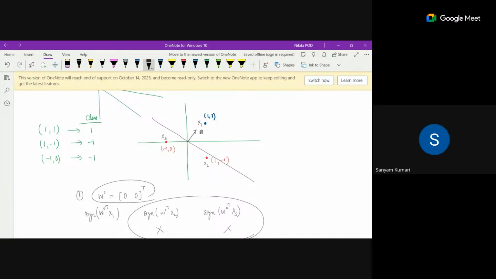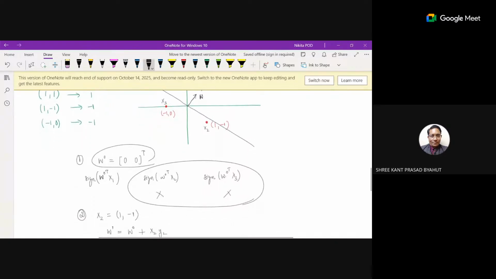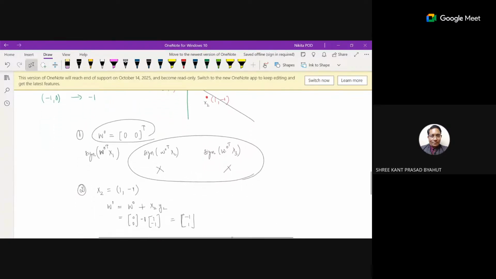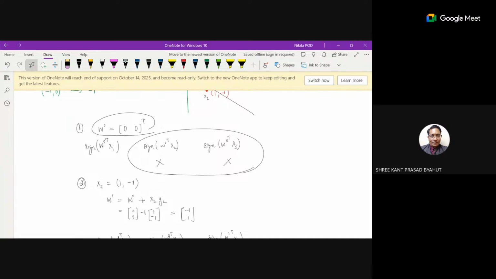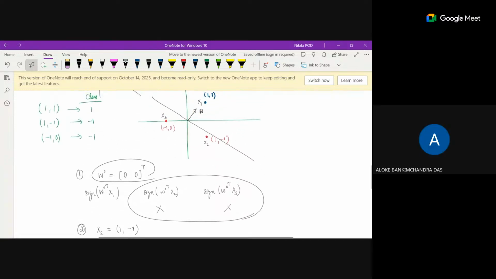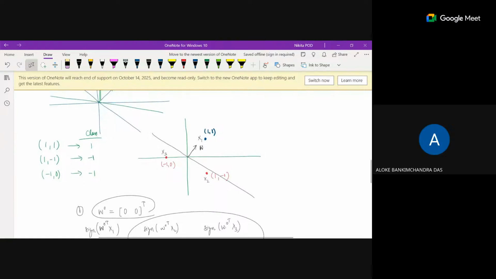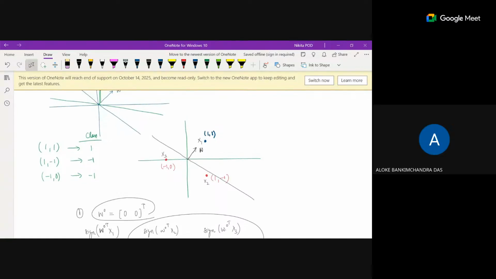If we consider, ma'am, can we say that this situation is happening only because we have assumed that W transpose X greater than or equal to 0? This assumption is responsible for that, because equal to 0 is creating the problem. But that is a rule. Right, from the beginning, W transpose X should be greater than or equal to 0, that you have mentioned in the beginning.